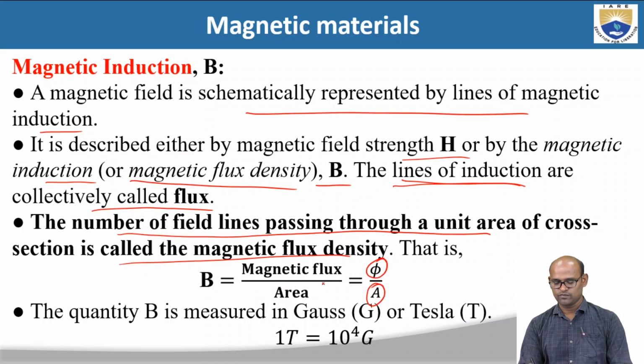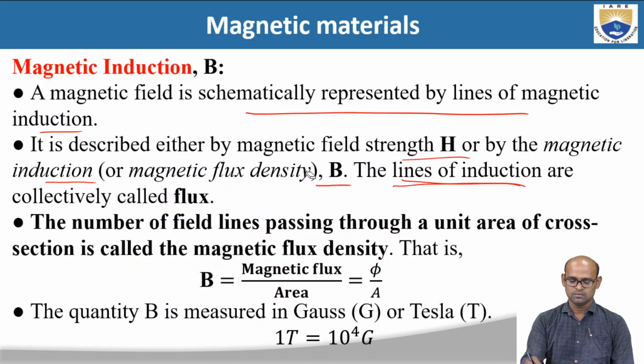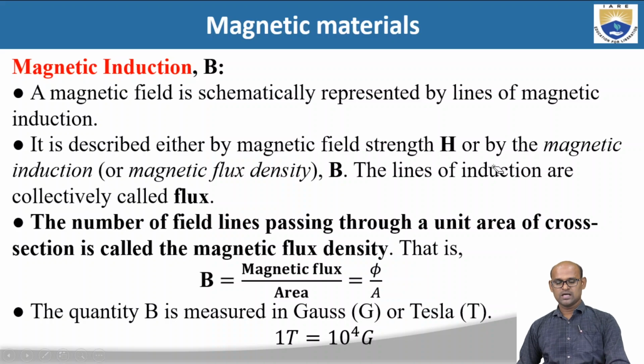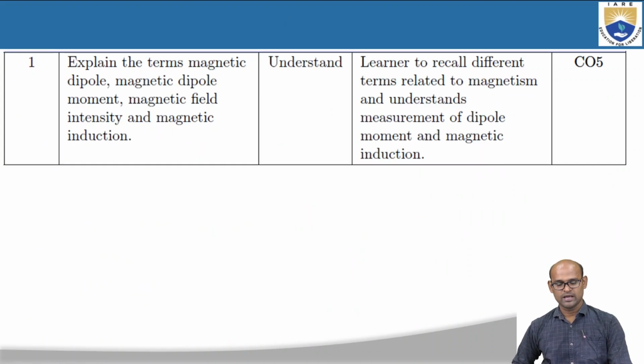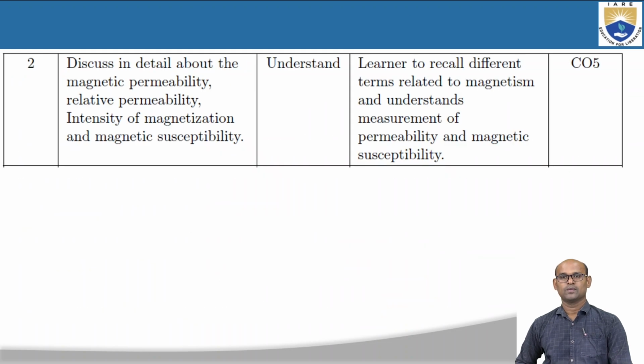So, magnetic flux per unit area is called magnetic field induction, and the unit for magnetic field induction is Gauss or Tesla. Here, 1 Tesla is 10 power 4 Gauss. So, basically we have described all these terms: magnetic dipole, dipole moment, magnetic field intensity, and magnetic induction.